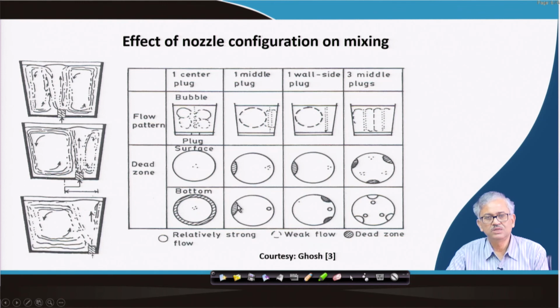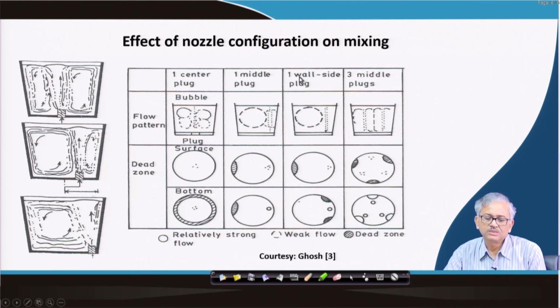In this dead zone, heat and mass transfer is very weak. But in case of the one middle plug, the dead zone is limited to a very small area, which makes it a better configuration. Also the flow is uniform. Only one loop is there, maybe a little mild, but the distribution of energy is uniform.